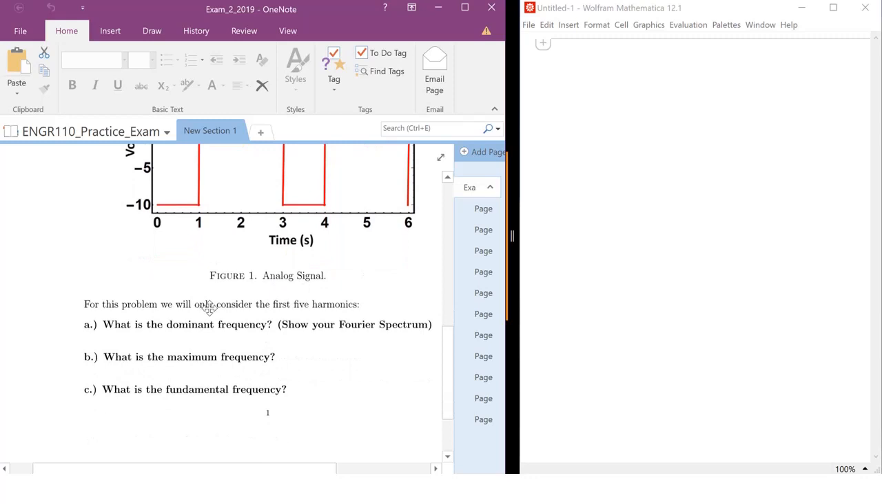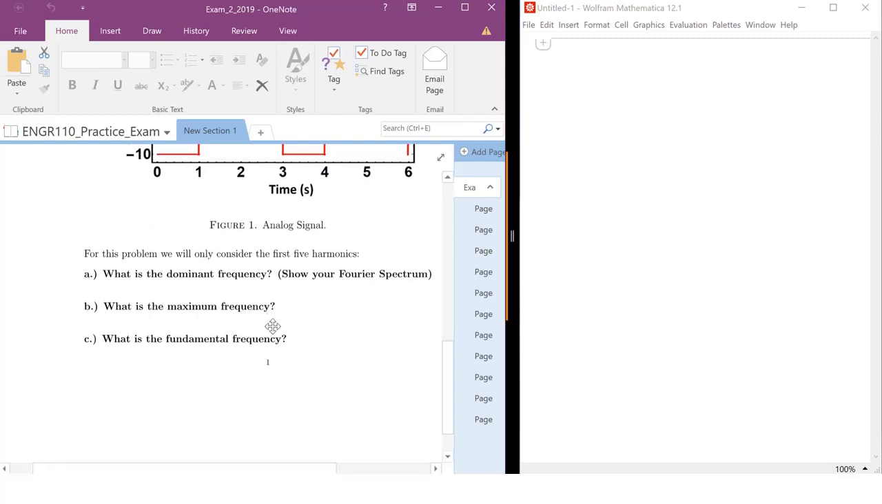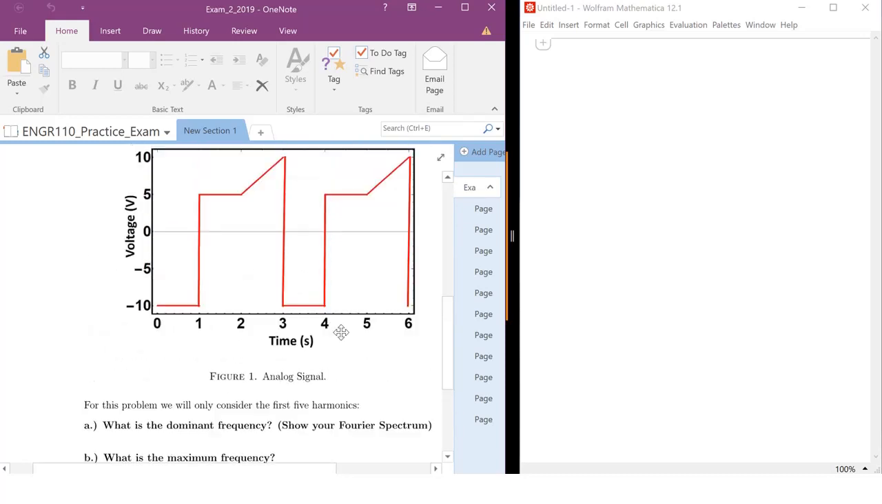For this problem, we only consider the first 5 harmonics, so we know that we're going to plot from n equals 0 to n equals 5, and after that, that's it. So it's asking what is the dominant frequency, what is the maximum frequency, what is the fundamental frequency. So let's go ahead and try to solve this.